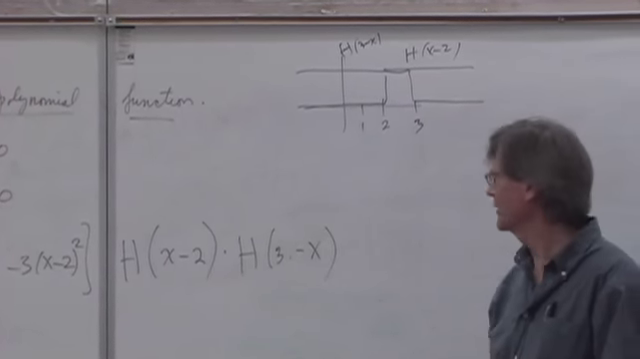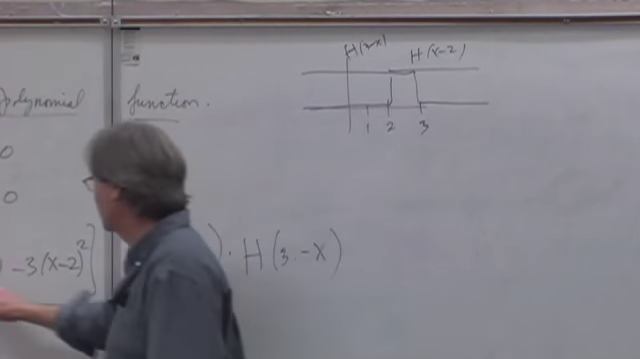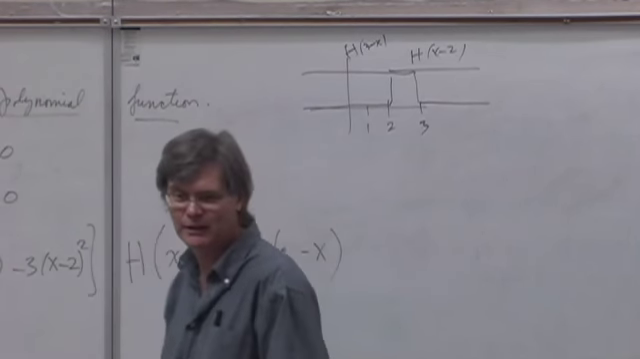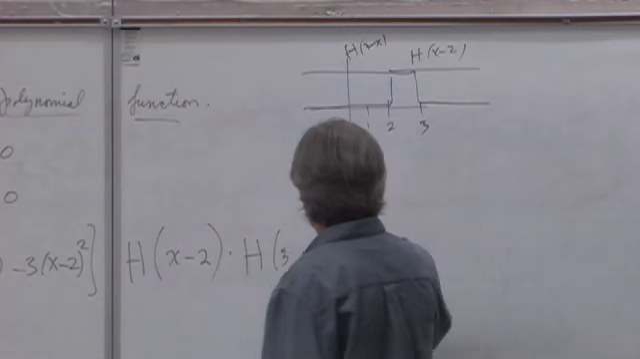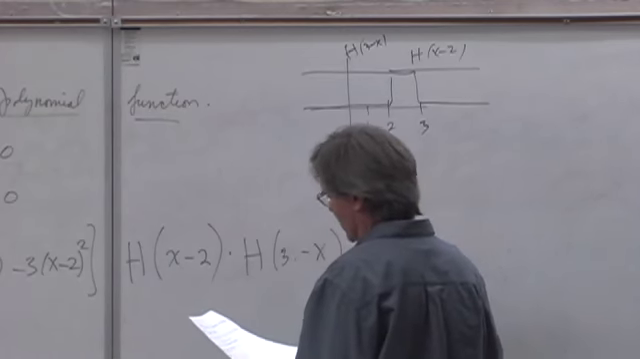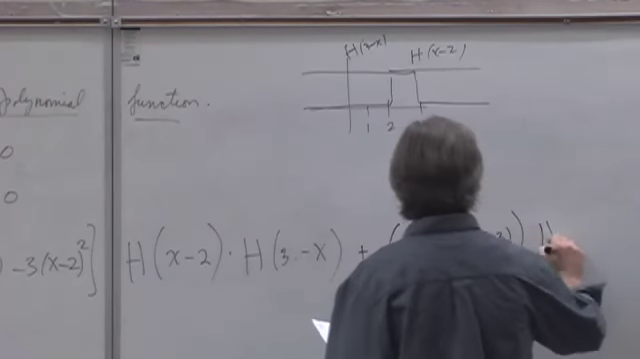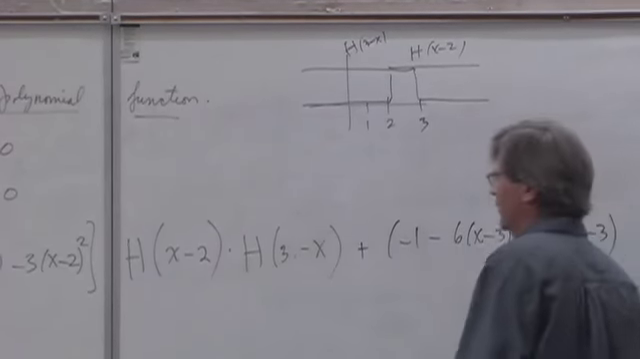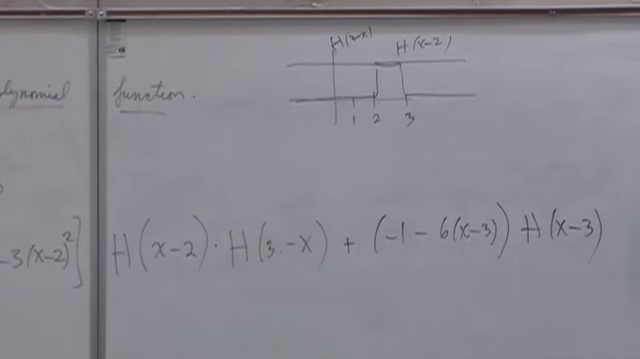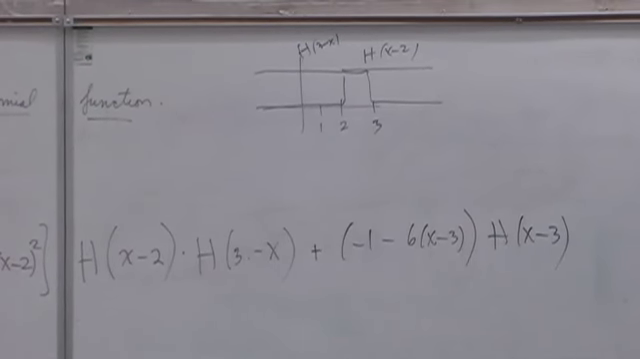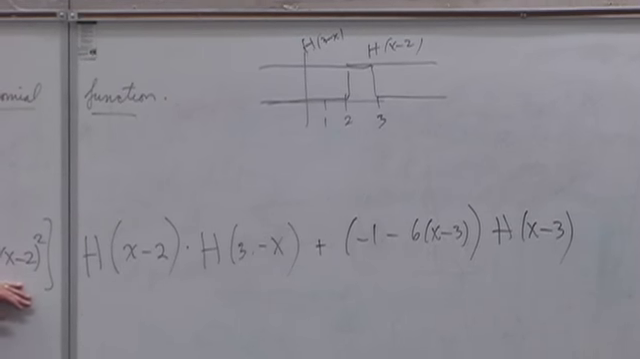Right? Make sense? So that I can just add a chunk here between 2 and 3. And then I can add something else. Let's do something else. Plus a minus 1 minus 6 times x minus 3 for x to the right of 3. Okay, so there's a function. It's piecewise polynomial. Is it even continuous though? It's continuous at x equals 2, because I wrote this as a function of x minus 2. This is 0 when x equals 2, so it doesn't change anything there.